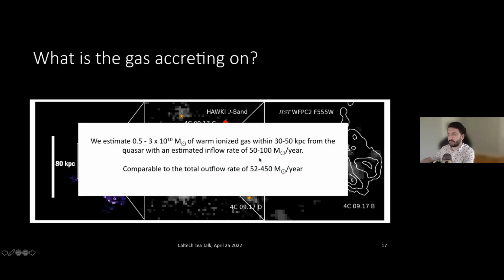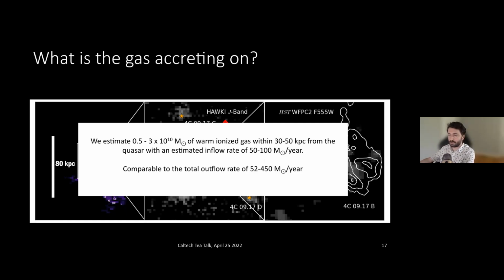So we were able to make some rough estimates of how much gas there is in the CGM. We think there's about 0.5 to 3 times 10 to the 10 solar masses of warm ionized gas within 30 to 50 kiloparsecs from the quasar. This measurement was done using the helium-2 line. We've also done this measurement with Lyman alpha, but there are some complexities about the assumption of how much of the line flux comes from recombination versus how much comes from resonance scattering. So it makes the computation a little bit more complicated. And then we were able to estimate roughly that the inflow rate is on the order of about 50 to 100 solar masses per year.